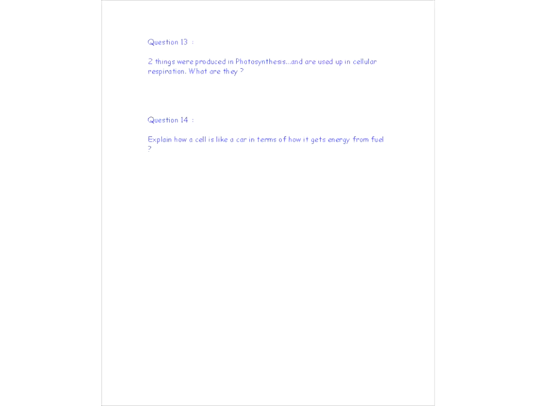All right, so some questions here. Two things were produced in photosynthesis and used up in cellular respiration, the same two things. What were they? Question 14, explain how a cell is like a car in terms of how it gets energy from fuel.